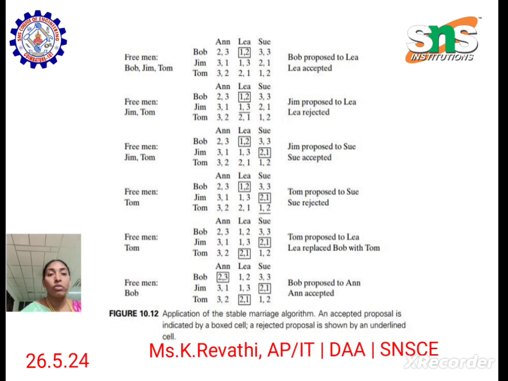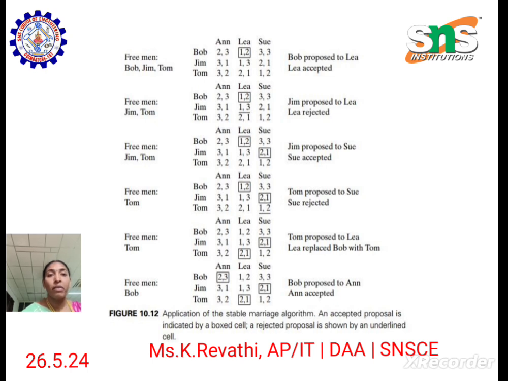So now Tom proposed to Leah, but Leah is already committed with Bob. In this situation, Leah has to see her preference for Bob and Tom. Leah's second preference is Bob, but the first preference is Tom. So now Leah accepted Tom's proposal and rejected Bob's proposal.